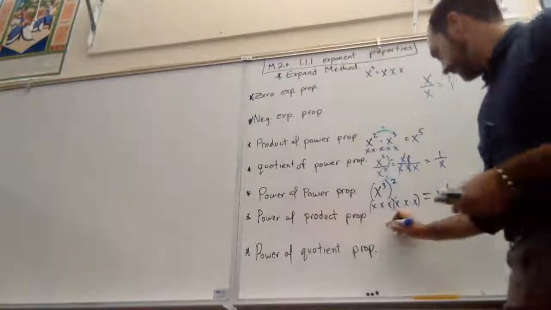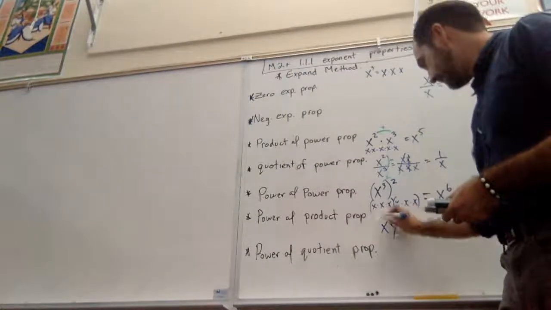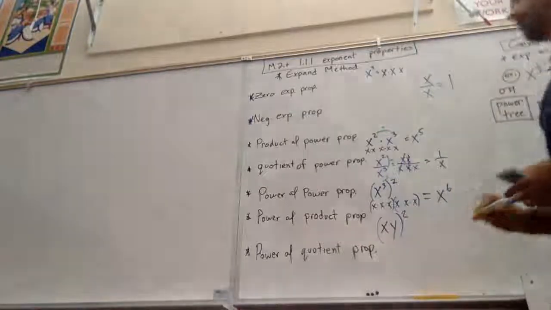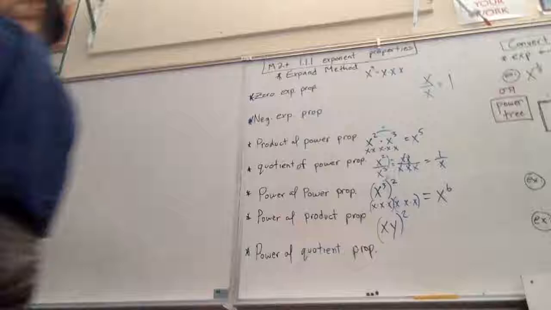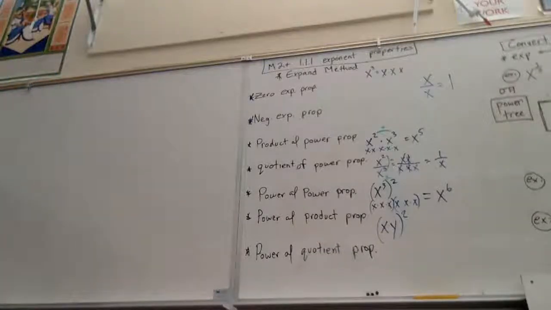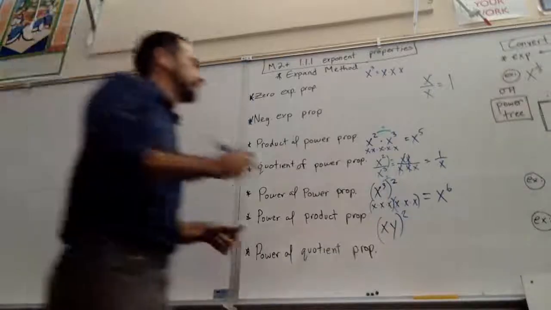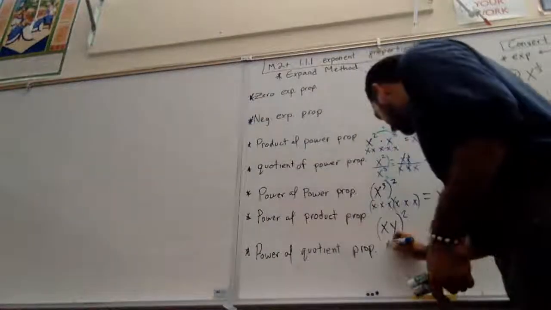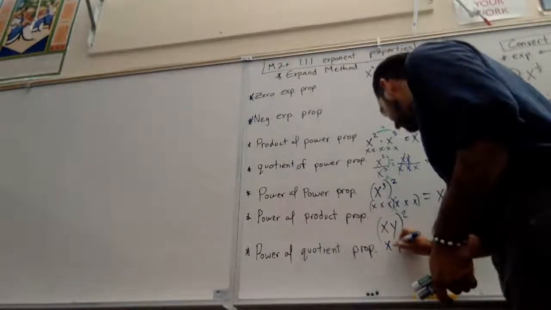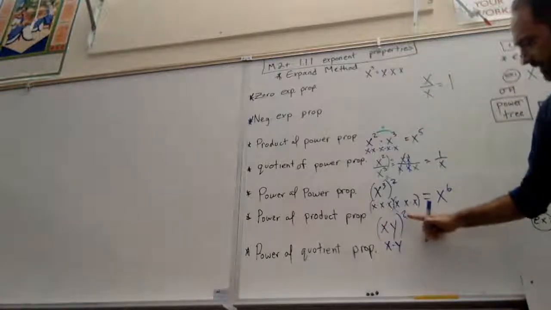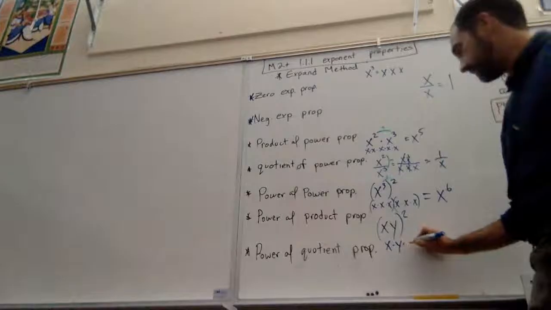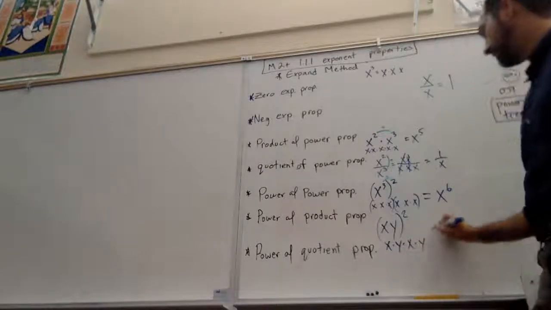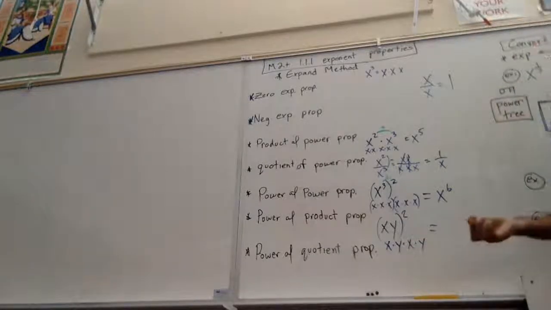Let's start over. X, y squared. Now, x and y, we can't multiply those together to do much more. We can't combine x and y. It's just going to be x times y. But now, expand method, we know that this value here is being squared. So what else should I multiply here to show the whole thing? Times x times y.